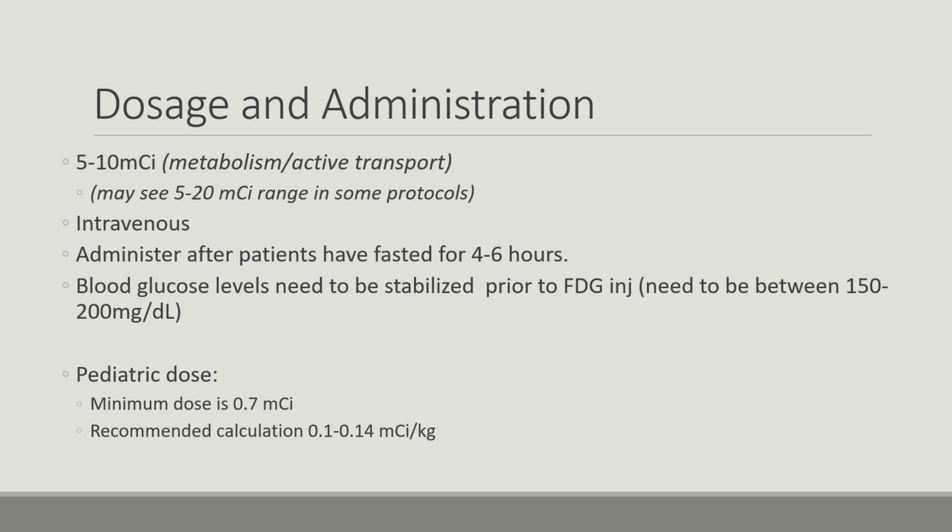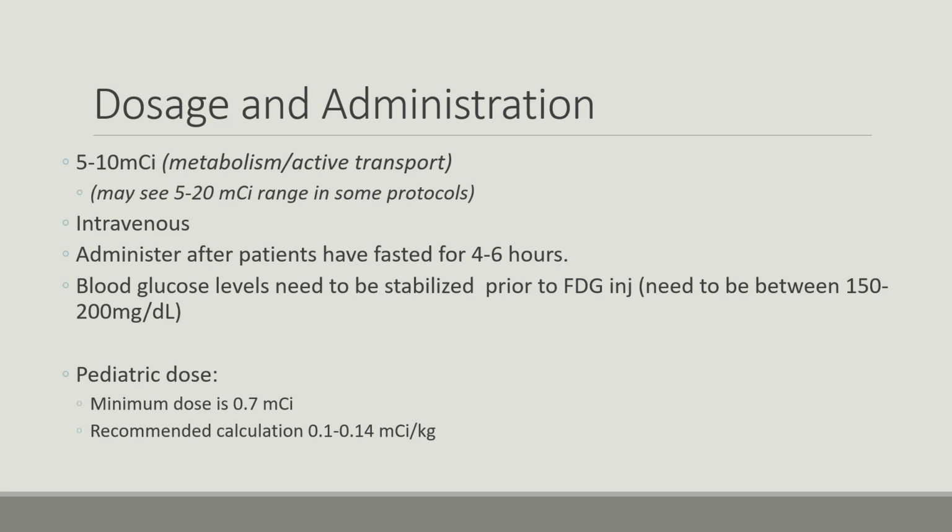The dose for FDG will vary a little bit. Part of that is based on protocol, part of that is based on the scanner. But it's 5 to 10 millicuries. Metabolism or active transport for localization: it is considered facilitated diffusion. Part of it is passive, but it's a very selective process. And so you may see the dose range be anywhere from 5 to 20 millicuries for FDG.